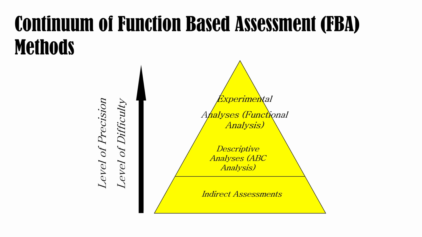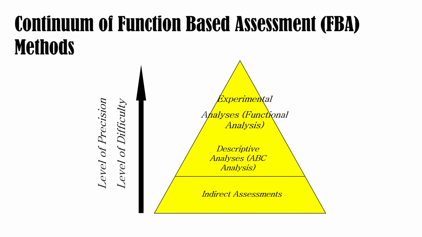Next, you want to go in and actually directly observe the behavior, and observe what's going on in the environment when the behavior is occurring, so before the behavior occurs and after the behavior occurs. These are called descriptive analyses. So you're observing the behavior and describing what's going on in the environment and with the behavior. This is also called an ABC analysis, so you'll hear that term as well. Descriptive analysis is at a higher level of precision than indirect because you are actually going in and directly observing the behavior.